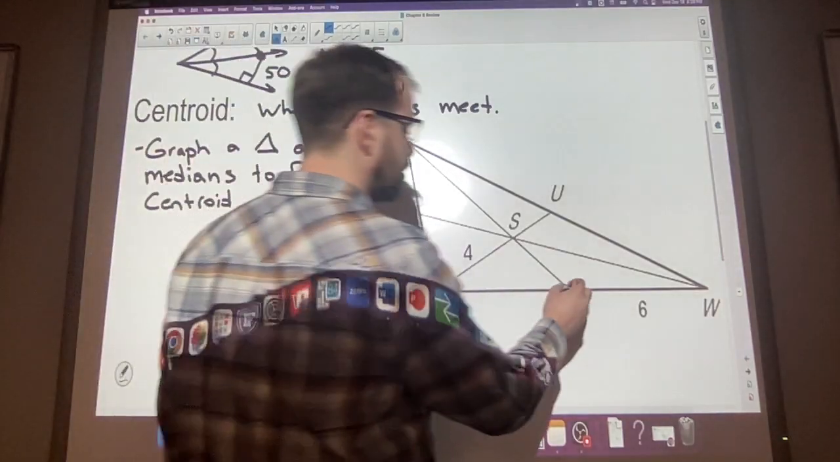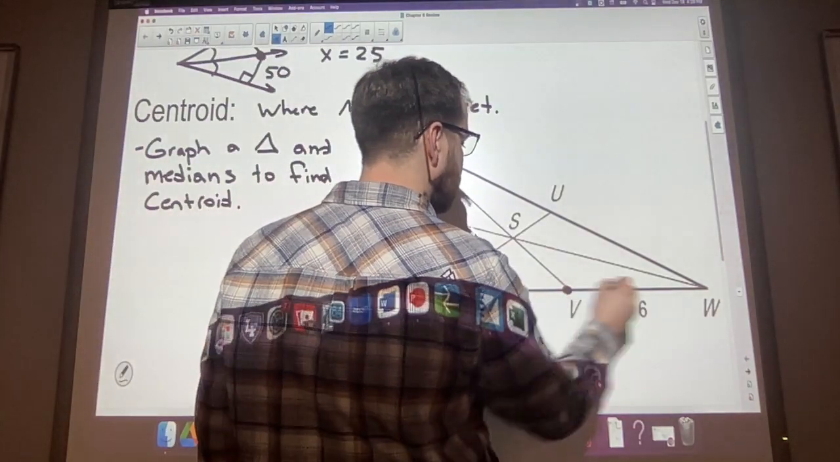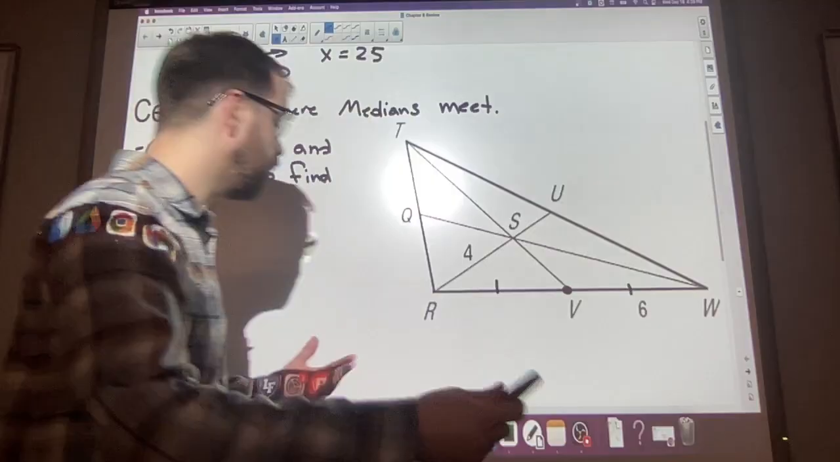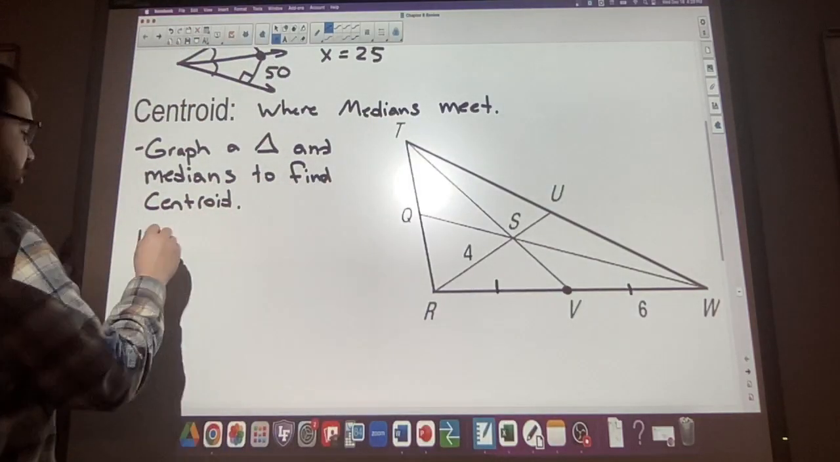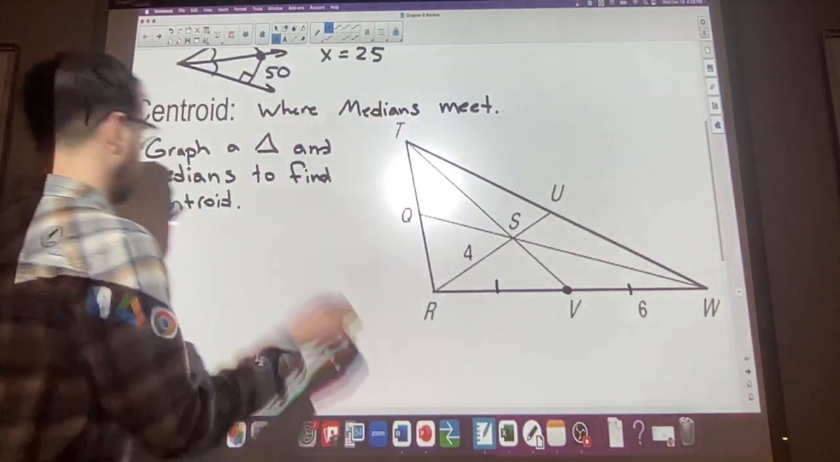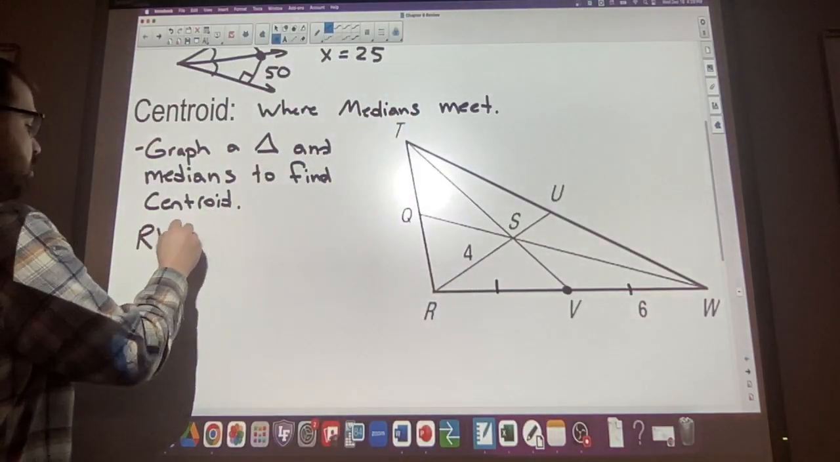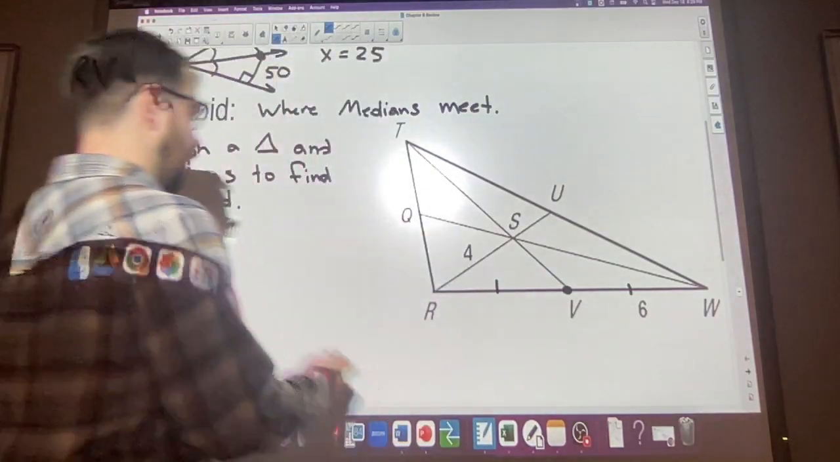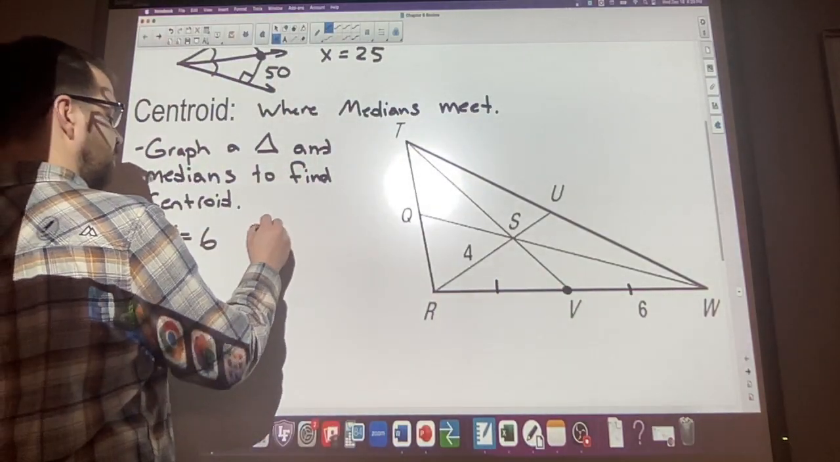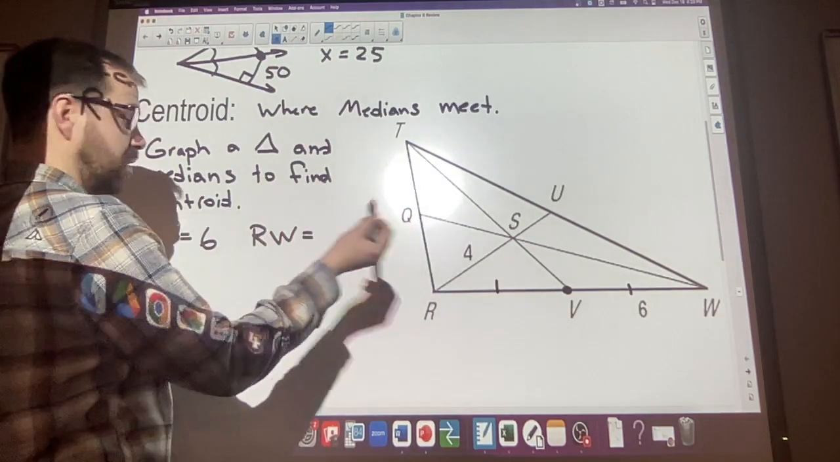Remember, for the medians, it's just the midpoint, right? So this is going to be compared to this, which kind of leads us into, right? If you knew that this length right here is 6, then RV would have to also equal 6, because this is a midpoint. And then RW, the full length, would have to equal 12.